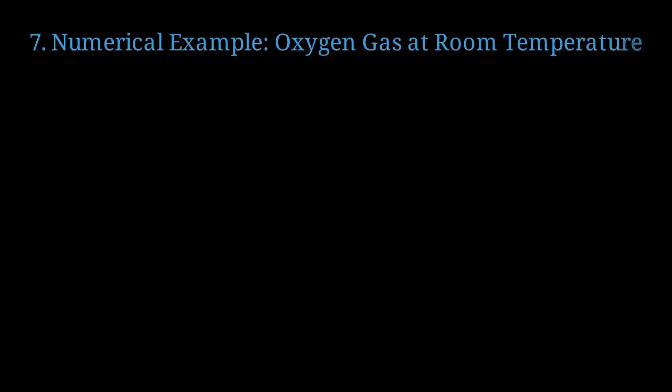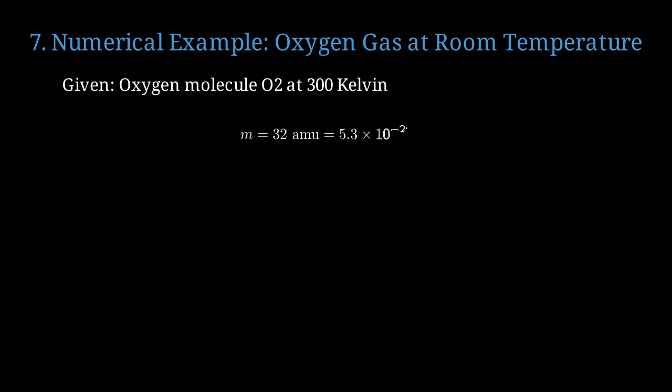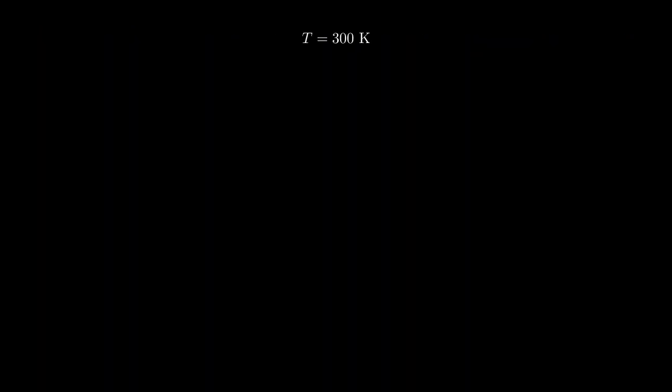Let's calculate actual numbers for oxygen molecules at room temperature to make this concrete. Consider oxygen gas, O2, at room temperature, which is about 300 Kelvin or 27 degrees Celsius. The mass of an O2 molecule is 32 atomic mass units, which equals 5.3 times 10 to the negative 26 kilograms. Boltzmann's constant is 1.38 times 10 to the negative 23 joules per Kelvin. Temperature is 300 Kelvin. Let's calculate the most probable speed using our formula.